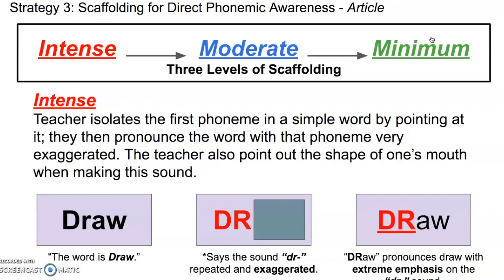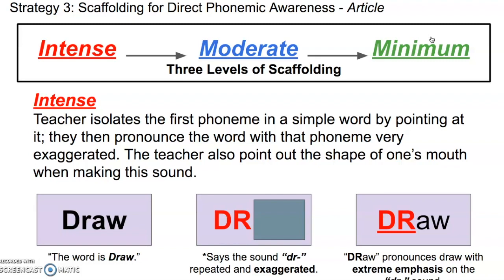So to start, we had intense scaffolding. This is where a teacher isolates the first phoneme in a simple word by pointing at it, and then they pronounce the word with the phoneme. And when they say the phoneme, they exaggerate it, and they also point out the shape of one's mouth when they are saying the sound.